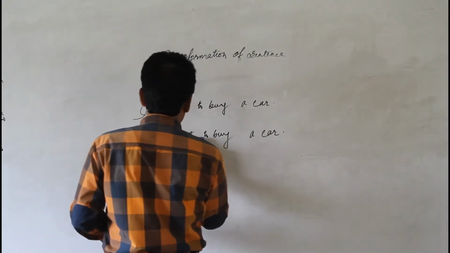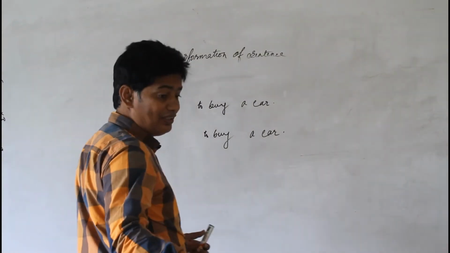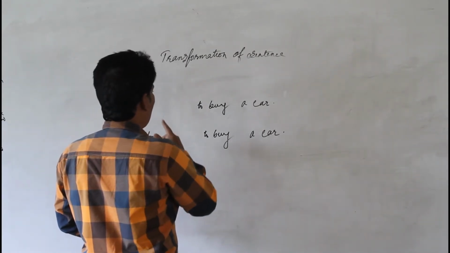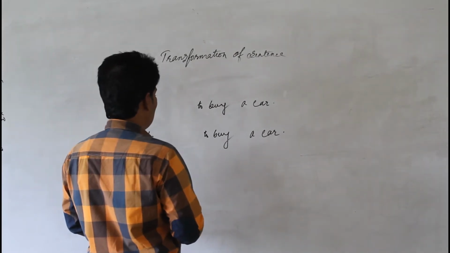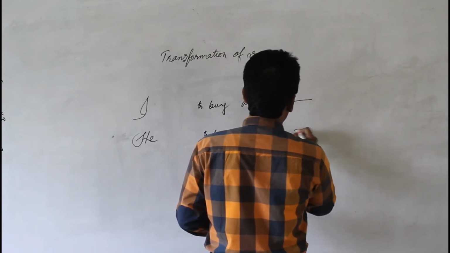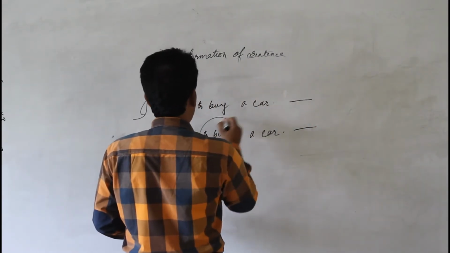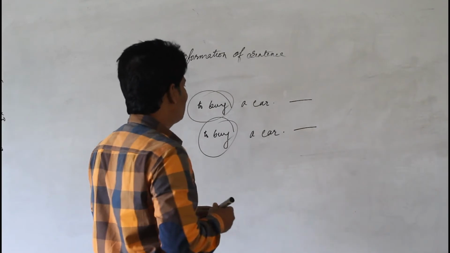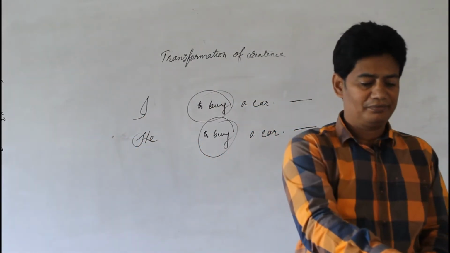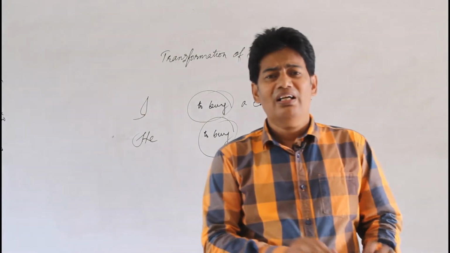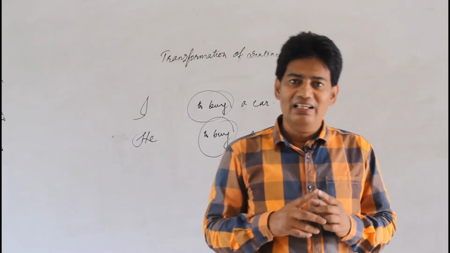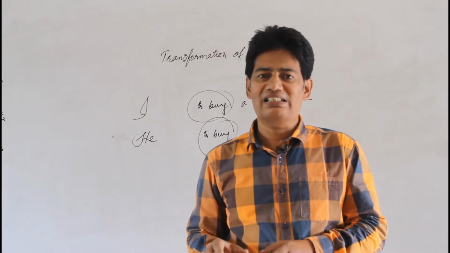But if we omit the verb that changes with the subject, then what remains here? I to buy a car, he to buy a car, it gives no meaning. So this word to buy doesn't have any capability to give a meaning. So the verb which doesn't give any sort of meaning can never be identified as a finite verb.